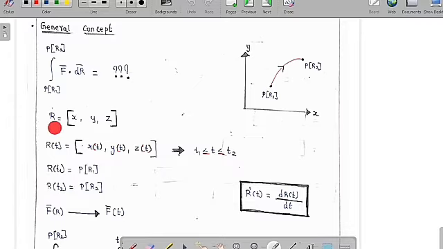Now we can write r as x, y, z. So r of t means it is a function of time: x of t, y of t, z of t. So t is going to lie between t1 and t2. So r of t1 will give you the initial point, and r of t2 will give you the final point. Now this f of r we are going to convert in terms of f of t, meaning we are going to convert from one domain to another domain.